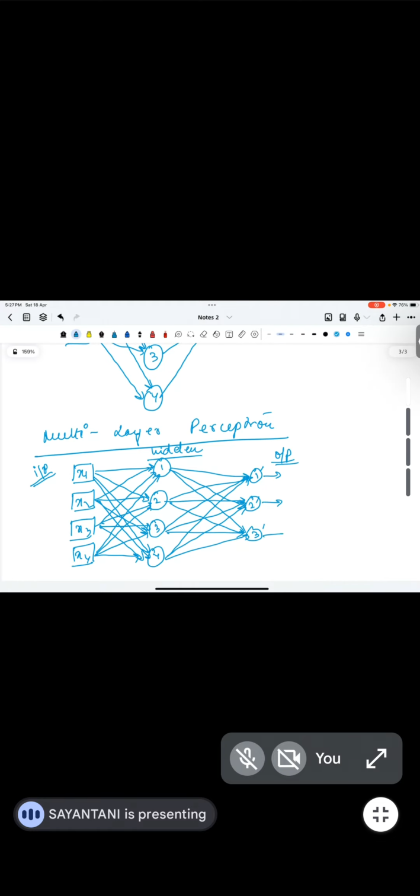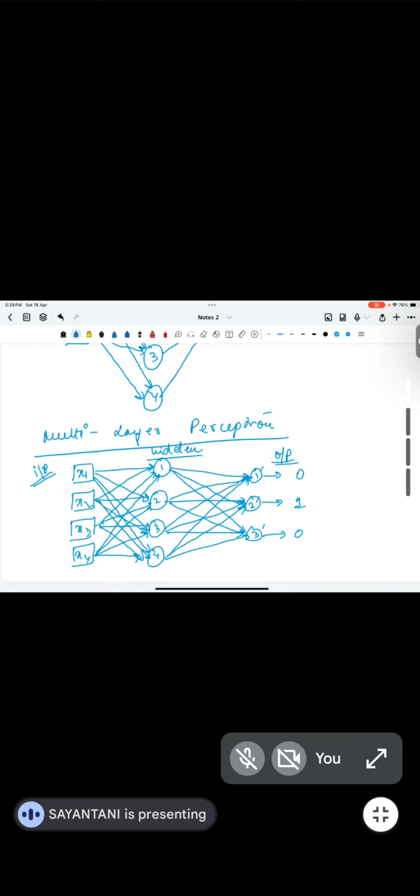So if I have to decide that an input vector which I have provided belongs to, say, class number 2, how will I understand? By looking at the output. So these values will be 0 and this value will be 1. If this is 1, that means it belongs to class number 2. If the value of 1 dash is 1, that means it belongs to class number 1. The other values will be 0. That is how we can understand.